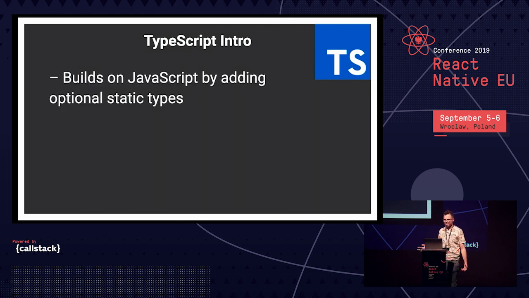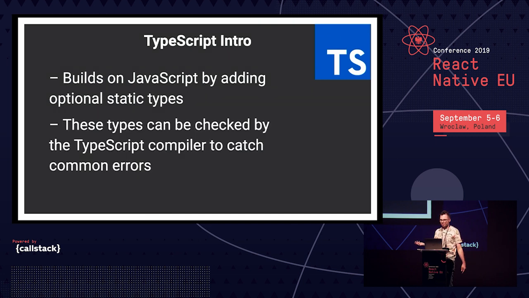So the basic intro: what TypeScript is. It builds on the JavaScript foundation by adding optional static types. These types are checked by the TypeScript compiler, which can then show us errors, common errors like passing wrong arguments to a function, or misspelling something like in the last talk, or other basic errors, or also more complex errors. The more types we have, the more complex protection we have, basically.